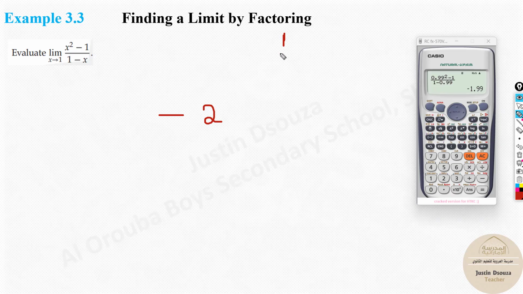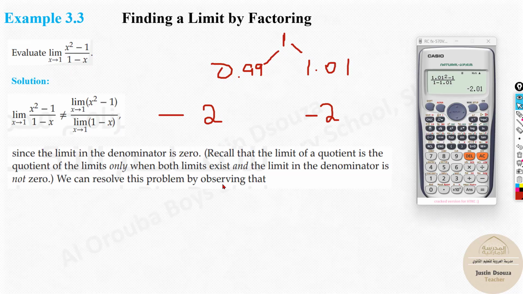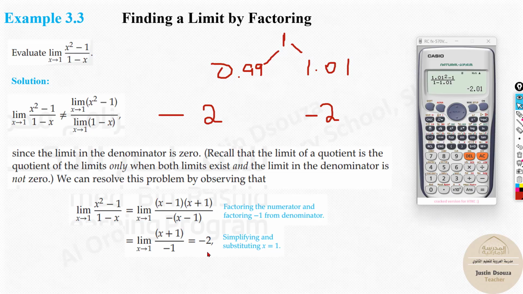So x is approaching 1. I use 0.99, which is less, and I have to use 1.01 now. These are the two values. So let me change this to 1.01, and even in the denominator I will change it to 1.01. And what's the answer? Negative 2.01. It's almost negative 2 itself. That means the limit exists because both the one-sided limits are approaching the same value, that is negative 2, and hence the limit exists. So you can see the answer is negative 2.